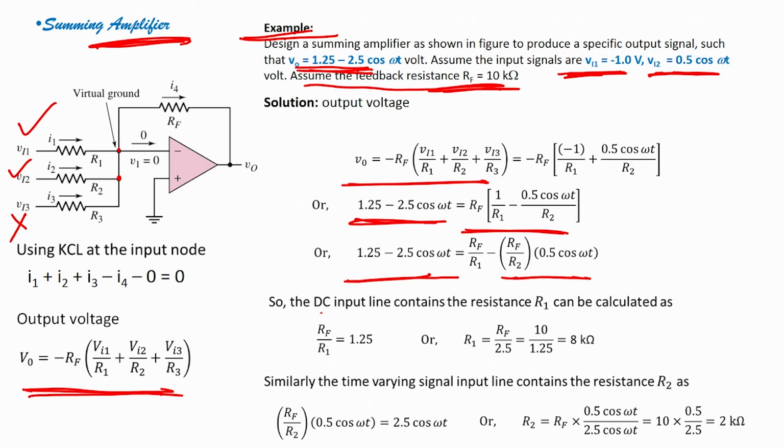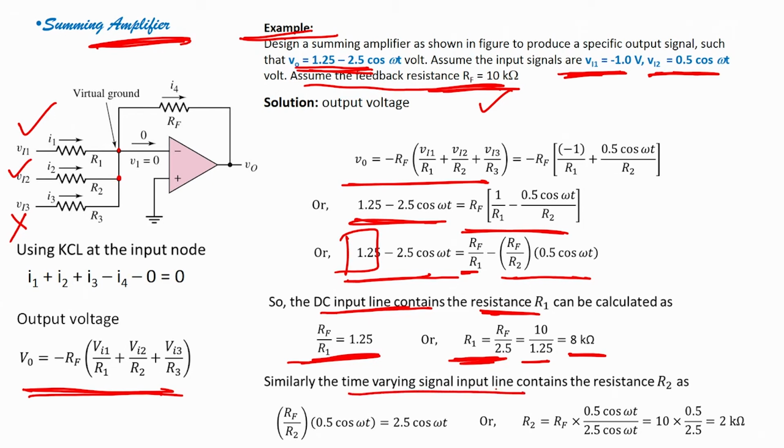So, the DC input line contains resistance R1, and that can be calculated as RF by R1 equals 1.25, correct. This is very easy, right. Here you see this value, R1 equals RF by 1.25. What is RF? RF is given as 10 kilo ohm. So, R1 equals 8 kilo ohm.